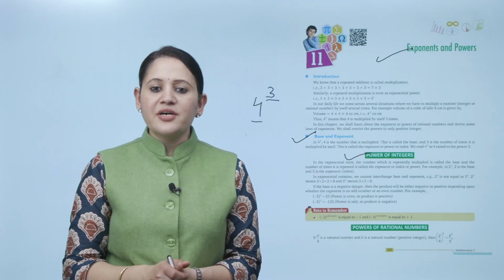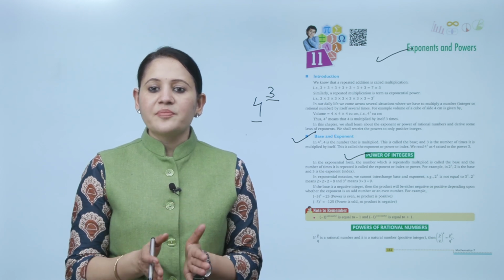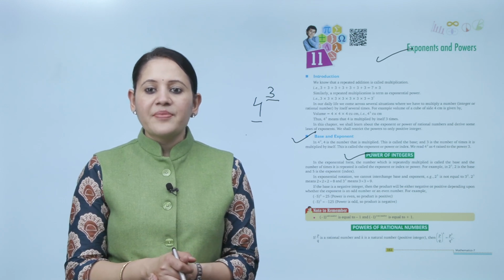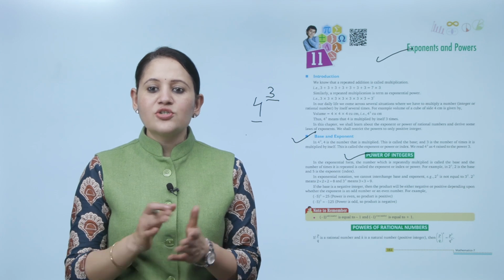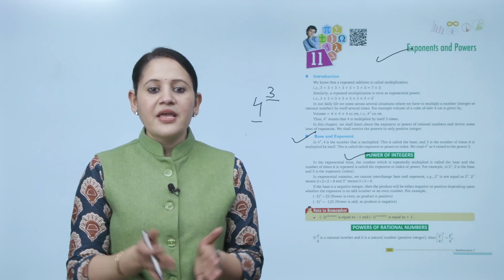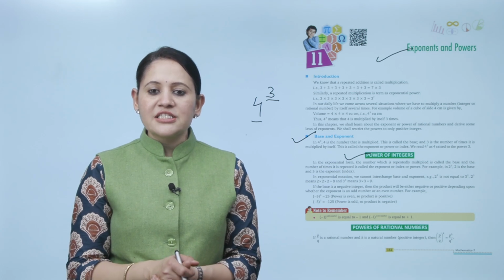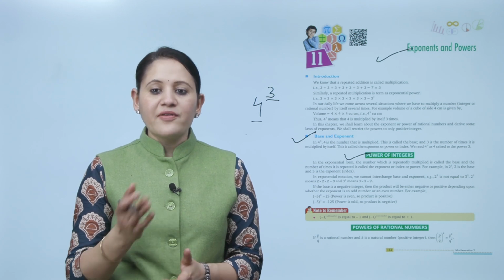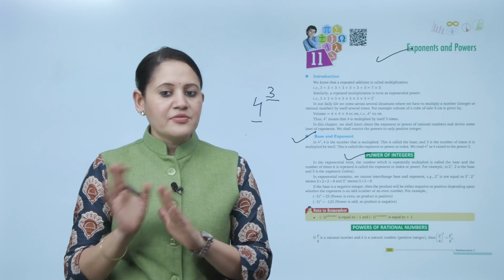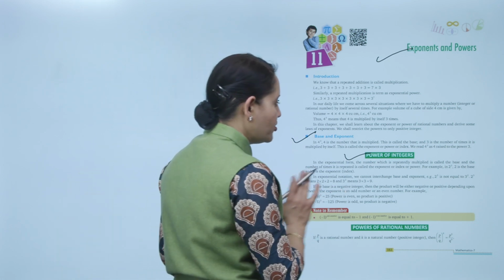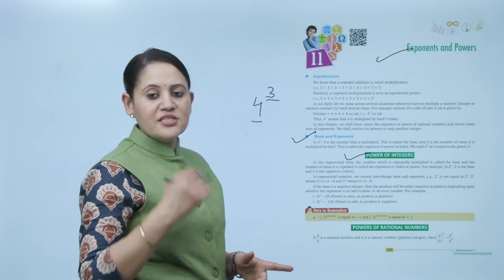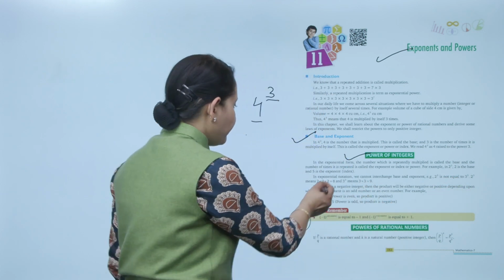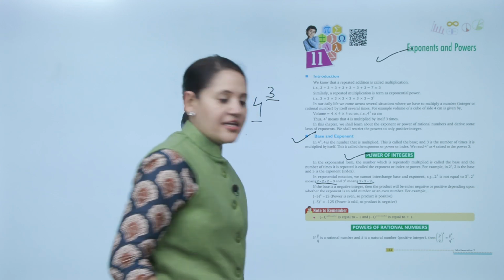Next, power of integers. In the exponential form, the number which is repeatedly multiplied is called the base, and the number of times it is repeated is called the exponent or index of power. For example, in 2 to the power 5, 2 is the base and 5 is the exponent. In exponential notation, we cannot interchange base and exponent. For example, 2 to the power 3 is not equal to 3 to the power 2. They are not the same, because 2 to the power 3 means 2 into 2 into 2, 3 times, and 3 to the power 2 means 3 into 3. Clear? This will be 8 and that is 9.